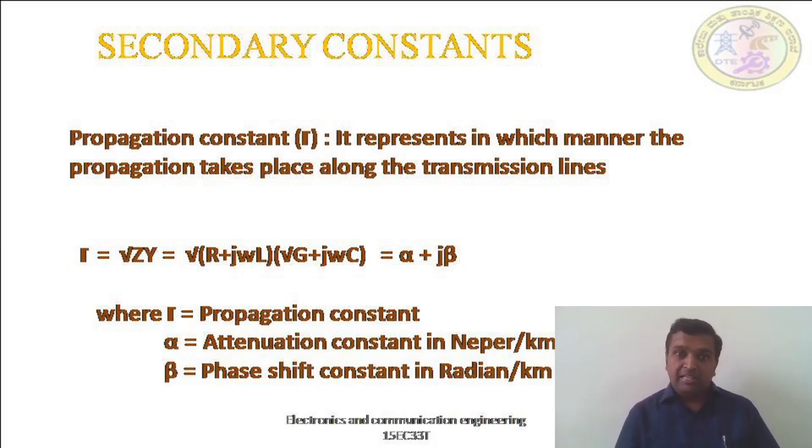Further simplification, I get gamma is equal to root of ZY, which is equal to root of (R plus j omega L) into (G plus j omega C).